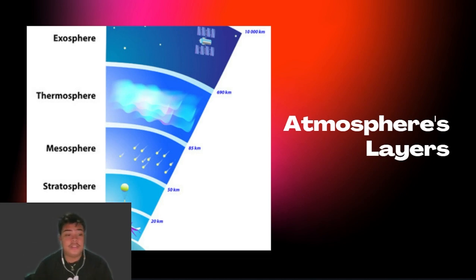Atmosphere's layers. The Earth's atmosphere has five main layers from lowest to highest: troposphere, stratosphere, mesosphere, thermosphere, and exosphere. These layers are separated by temperature, and as the layers get higher, the atmosphere gets thinner until the gases dissipate into outer space. As altitude increases, the air pressure drops.